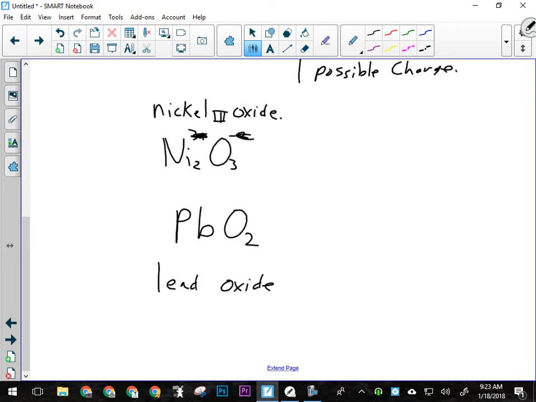oxide. In order to figure out which Roman numeral, I use the non-metal because the non-metal only ever has one possible charge. So every oxygen has a -2 charge, and there are how many oxygens? 2. That means this compound has a total of 4 negative charges. Since I only have one lead, the charge on that lead has to be 4 plus. So then this is lead IV oxide.